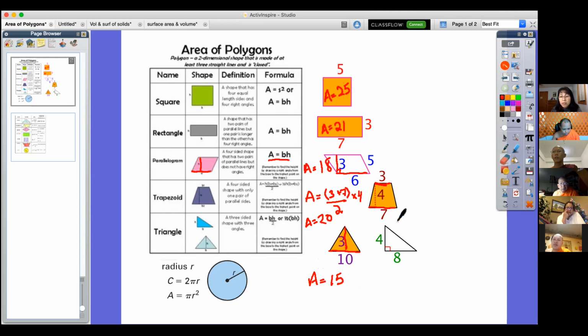Good. What about this triangle here, the one in green? Okay, what's my base? 8. What's my height? 4. What's 8 times 4 divided by 2? 8 times 4?